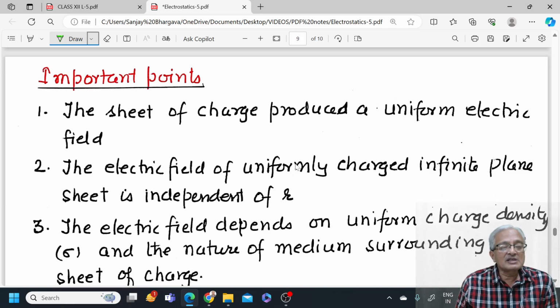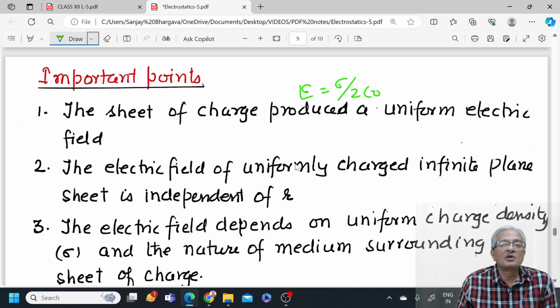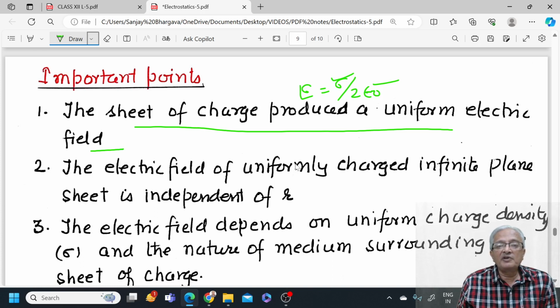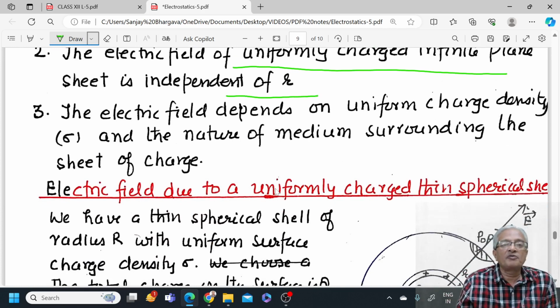Now, for the first time we have obtained a relation for electric field, sigma upon 2 epsilon 0, which does not contain r. It only depends on charge density and the medium surrounding the sheet of charge. So the sheet of charge produces a uniform electric field because sigma is constant and the medium is same. The electric field of uniformly charged infinite plane sheet is independent of r for the first time. The electric field depends on the uniform charge density sigma and the nature of medium surrounding the sheet of charge.